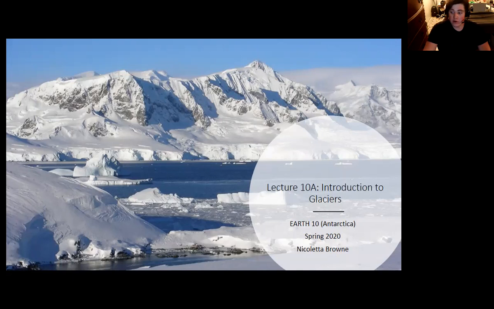Wednesday's lecture, meanwhile, will focus more on how glaciers move and function as the rivers of Antarctica, the different means by which glaciers flow, as well as how glaciers erode the rocks underneath and around them.